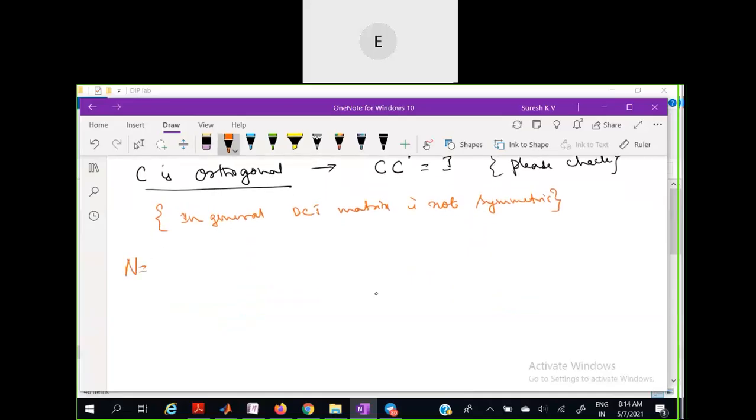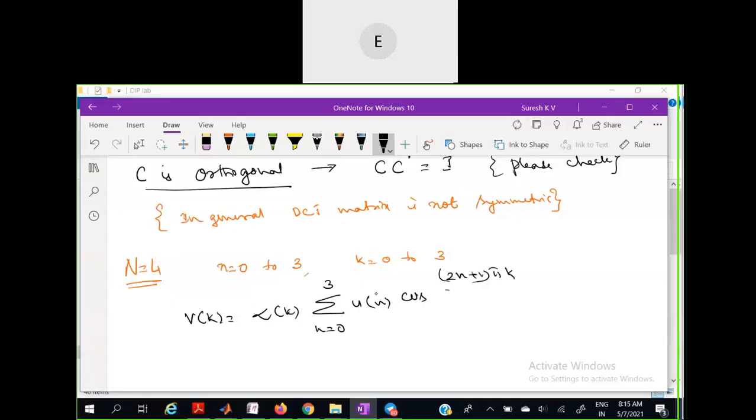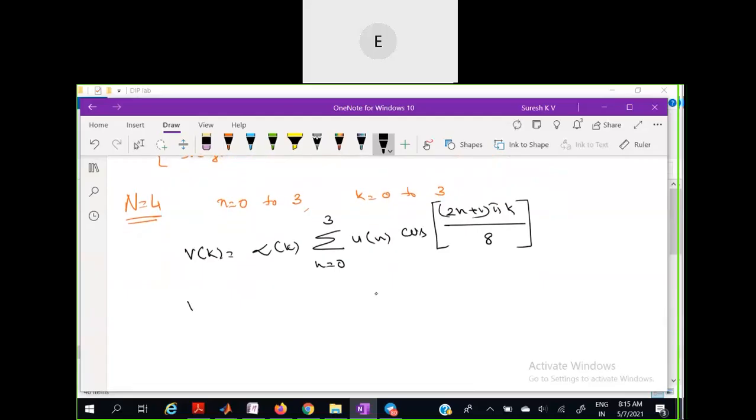So let us try for n is equal to 4. Normally this is what is expected, up to n equal to 4. Again, the equations are the same. So here small n will go from 0 to 3, and k will go from 0 to 3. Now let us write the formula. V of k is equal to alpha of k, summation n is equal to 0 to 3, u of n cos of (2n plus 1) pi k divided by 2N. N is 4, so it is 8. This is the formula. As usual, we have to write the equation for all the values of k going from 0 to 3. So let us do it for 0.